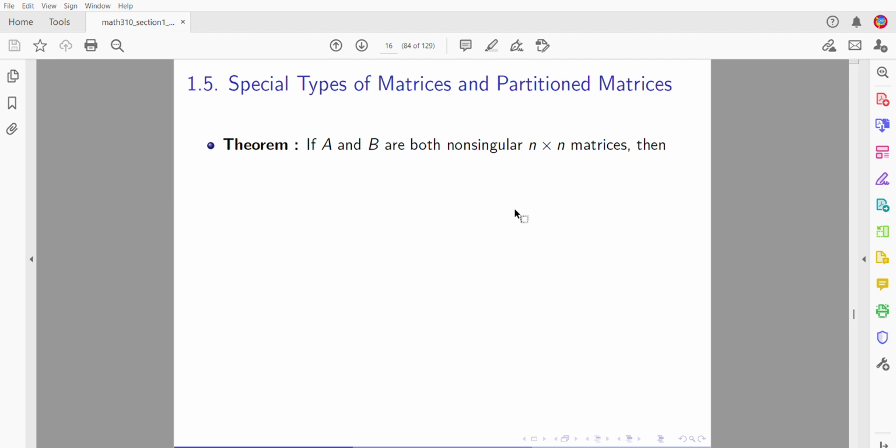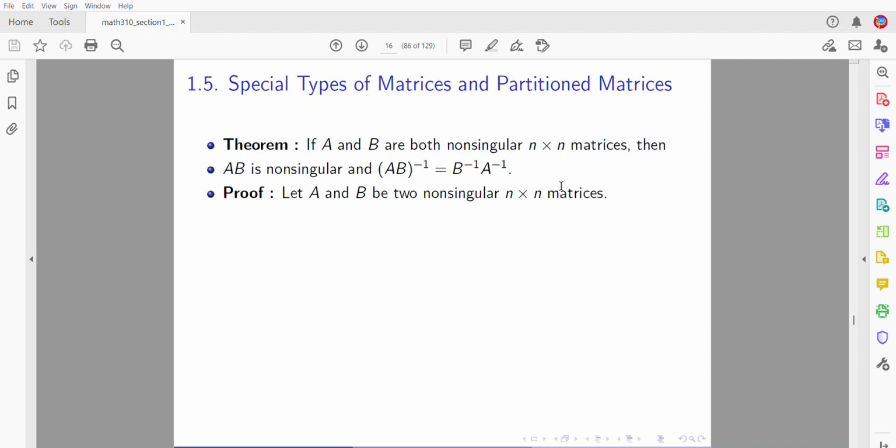if A and B are both non-singular n by n matrices, non-singular means you can find the inverse of A, you can find the inverse of B, then the product is also non-singular. What about the inverse of the product? Notice how the order got changed. AB inverse is B inverse A inverse.